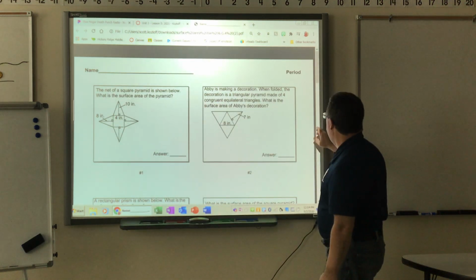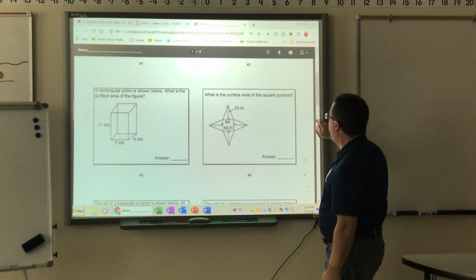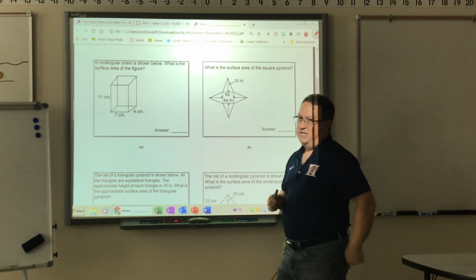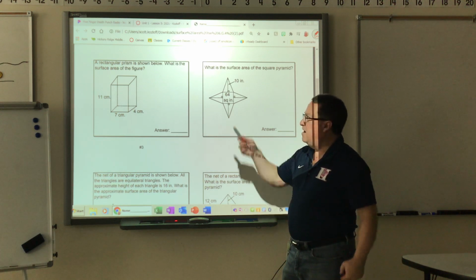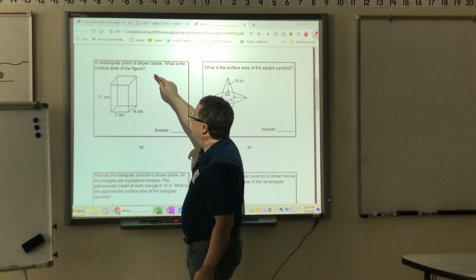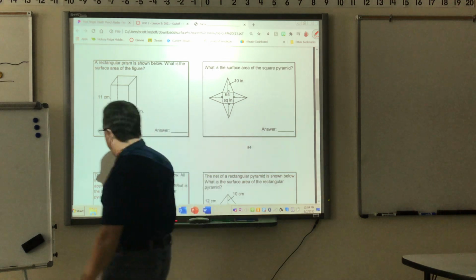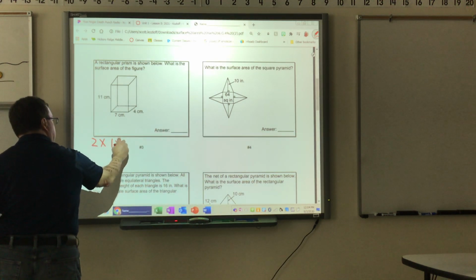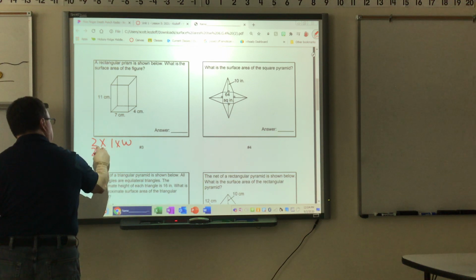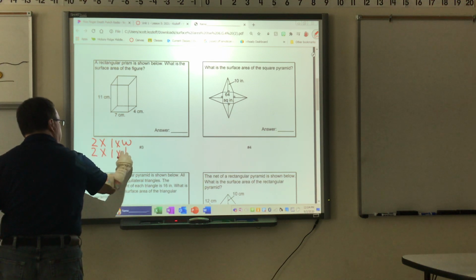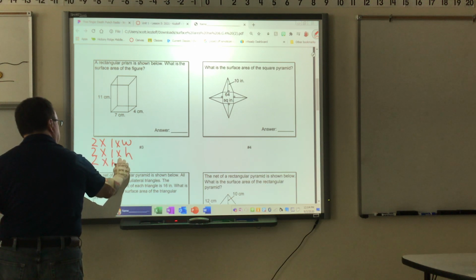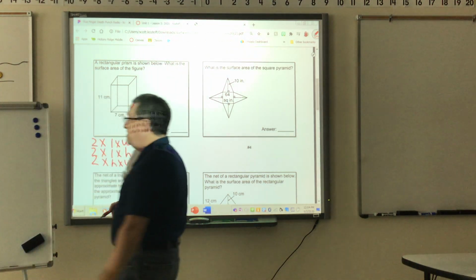Okay, so for number 3 and number 4, how do I set up a 3-dimensional object? Well, remember, check your notes for a rectangular pyramid. It says, I'm going to write this over here, 2 times length times width. 2 times length times height, and 2 times height times width. Why does it say that?